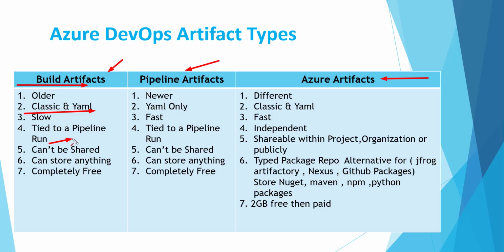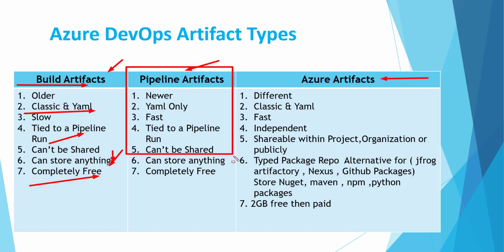You can see it only in the pipeline build summary. It is tied to this pipeline run. You can't access it from outside the pipeline run, so it is tied to the pipeline run. It is completely free and it can store anything. We use it to publish our build artifacts. You choose the files and the folders and you publish them as artifacts, so we can store anything.